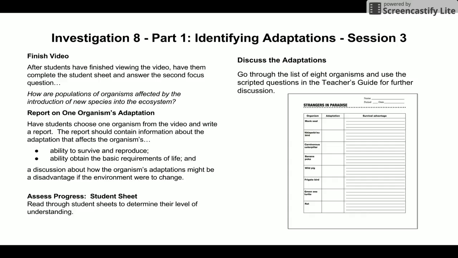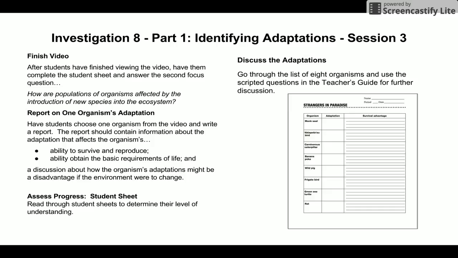Once students have completed the assignment, have them choose one organism from the video and write a report. The report should contain information about the adaptation that affects the organism's ability to survive and reproduce, its ability to obtain the basic requirements of life, and a discussion about how the organism's adaptations might be a disadvantage if the environment were to change.